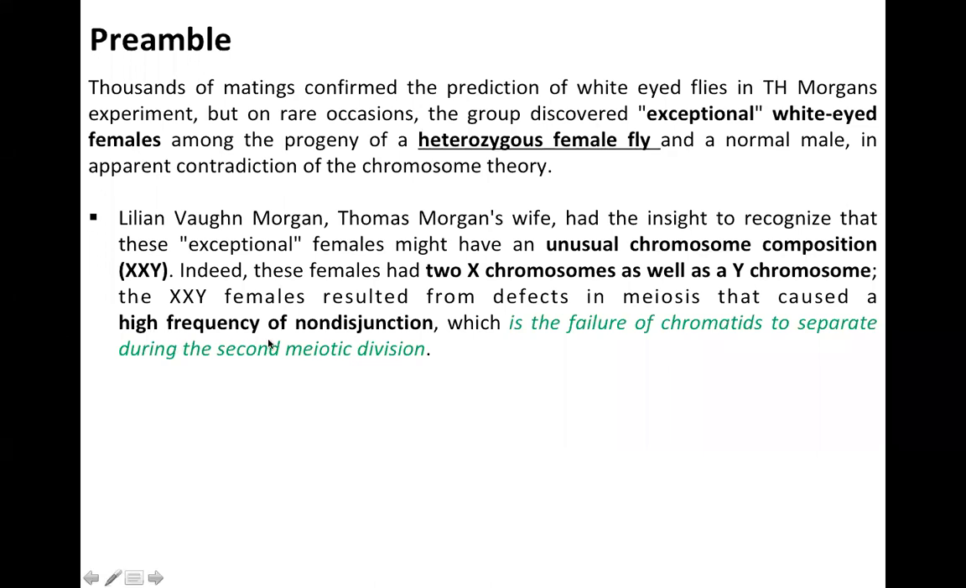Why are they carrying three sex chromosomes, two X and one Y? It is because of an abnormality during gamete formation. According to her, these XXY females are because of a high frequency of non-disjunction of these chromosomes. So what is non-disjunction? We'll discuss in the next slide. It is the failure of chromatids to separate during the second meiotic division.